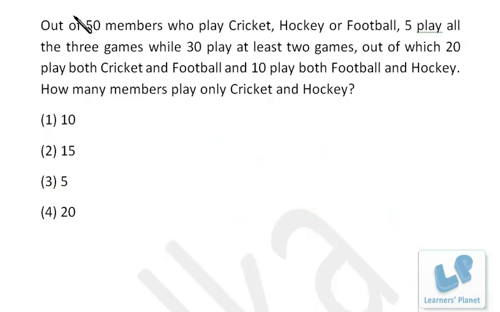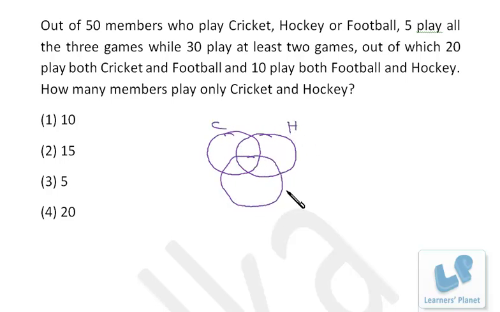Now we have this. Out of 50 members who play cricket, hockey or football, so 3 circles are there. Cricket, hockey, football. 5 play all the 3 games. So this total is 5. Now 30 play at least 2 games. At least 2, that means 2 or more than 2. That means they may play 2 games or 3 games, right? Out of which 20 play both cricket and football and 10 play football and hockey. How many members play only cricket and hockey?